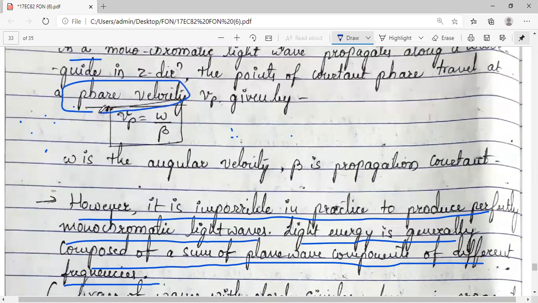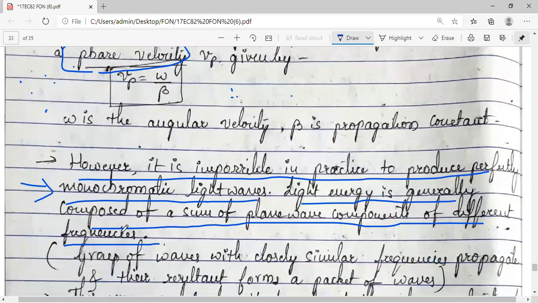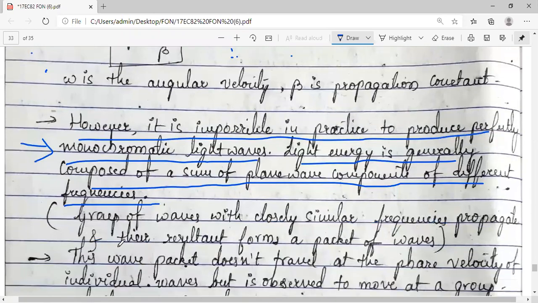No doubt, we have defined what is phase velocity here. It is the velocity with which a monochromatic light wave travels inside the optical fiber. But practically, a light wave will be composed of different frequency components, not monochromatic. Because of this, instead of going for phase velocity, we take group velocity, because of the different frequencies.